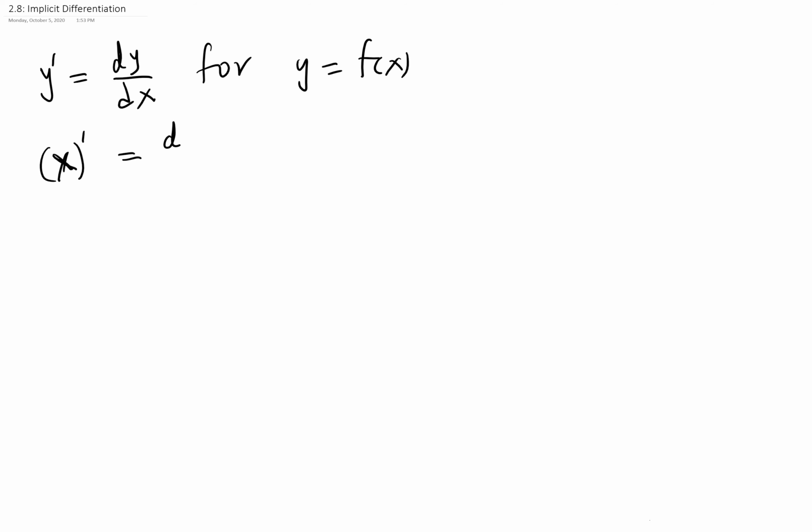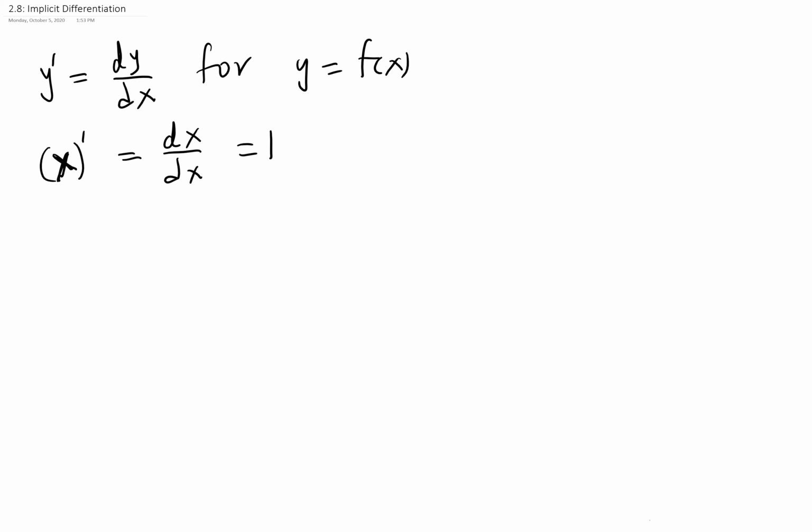Recall that when we say y prime, the derivative of y, you can write it as dy dx. That's another way to write it for the function y equals f of x. When we found the derivative of x, we told you it's 1. Why? Because you're finding the derivative of the function x with respect to x. That's why it's 1.